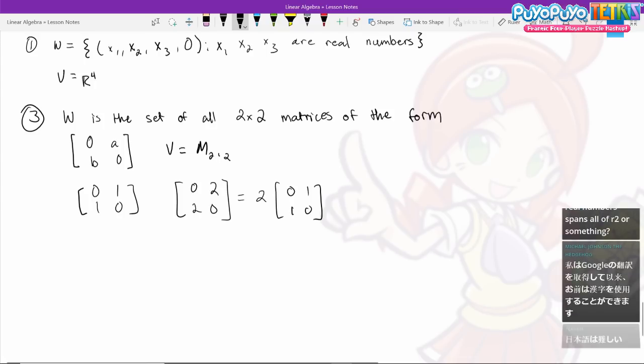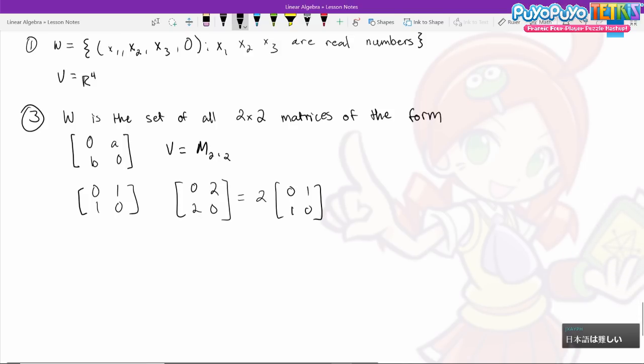Seven. No, that's a boring one. That's boring. Standard operations, what are those? Are there rules for... Oh. I was supposed to be paying attention to this the whole time. Wait, what? I'm so confused. So wait.